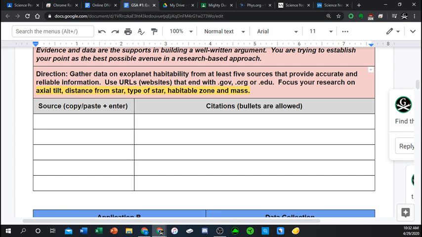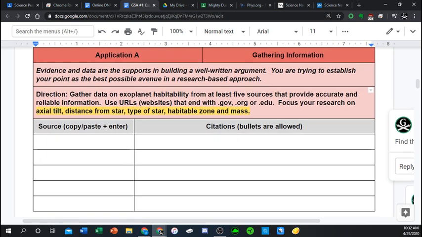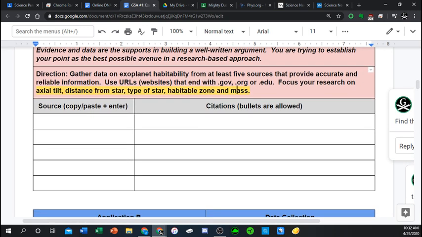Okay? So that's application A. You are finishing your research today. All right? If you are researching different exoplanets, you need to provide several of these categories for each of the planets. If you're just researching each of these categories, you just need one source and a couple bullets. That's it. Okay?